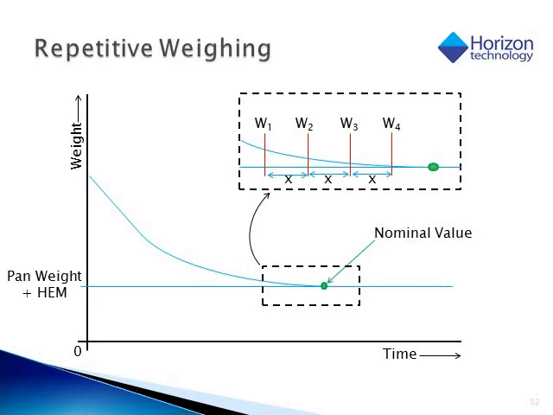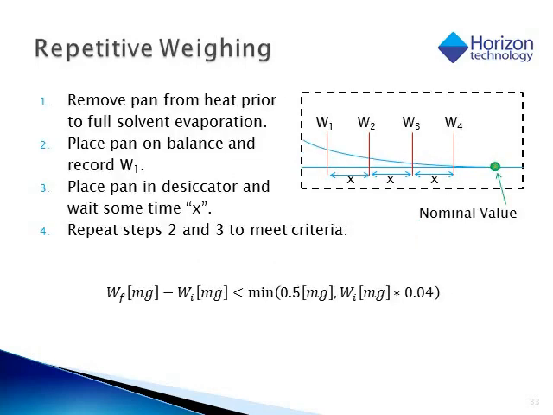If we remove it from the heat source too late, we risk evaporating off the lighter compounds. This is why we pull the vessel from the heat source prior to the full solvent evaporation. This should also make the need for the process of repetitive weighing more obvious to those in the lab, since even when the pan appears dry, there may still be some solvent which is evaporating.